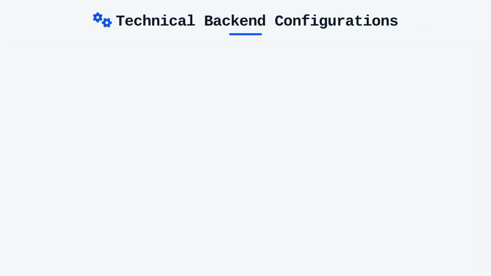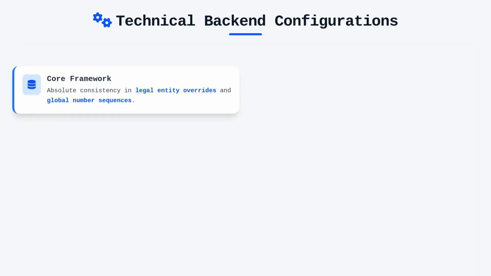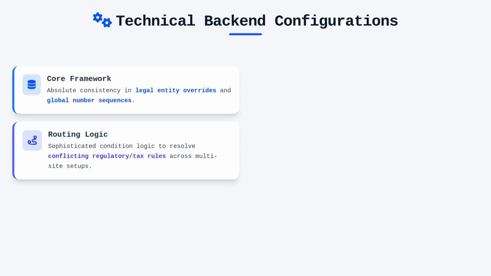The technical backend of these configurations demands absolute consistency in the underlying framework, particularly regarding legal entity overrides and global number sequences. When you move beyond a single site implementation, your routing logic often encounters conflicting regulatory or tax rule requirements that must be handled via sophisticated condition logic.